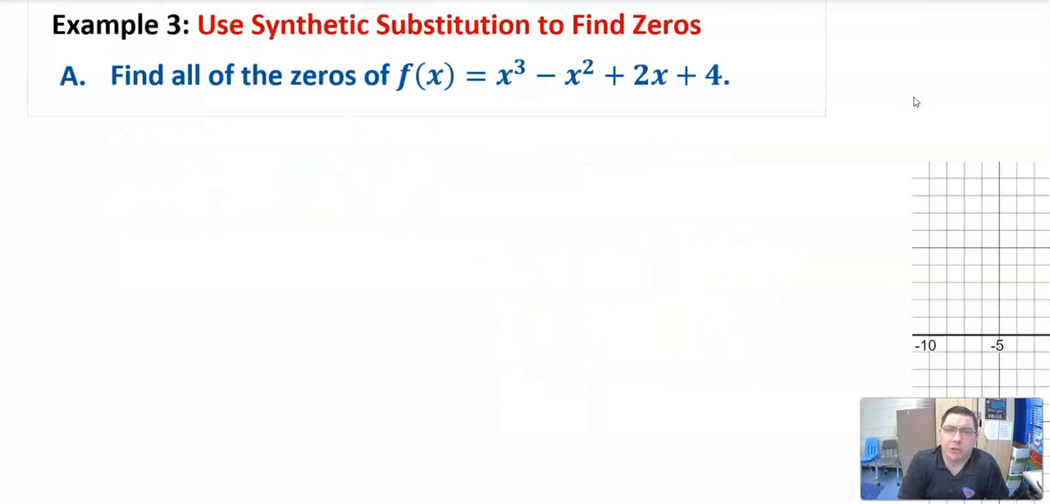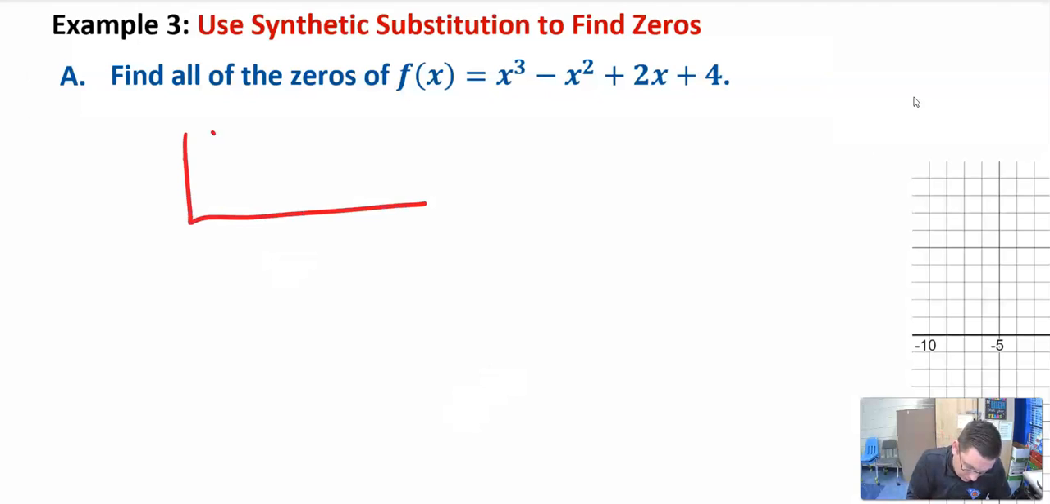So in this example, we're going to use synthetic substitution to find zeros. Now, we looked at synthetic substitution the other day when we used it to just find remainders. But here's the thing: when the remainder becomes 0 in synthetic division, that means the r value that we used is a root or 0 of the function. And so we're going to use synthetic division here. And so we're going to do 1, -1, 2, and 4.